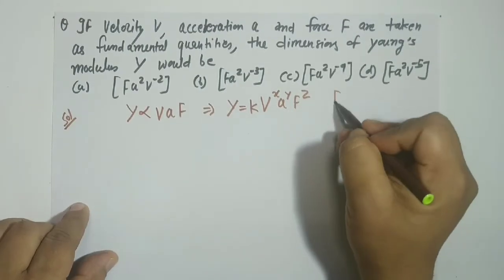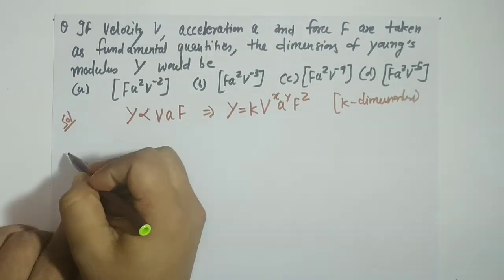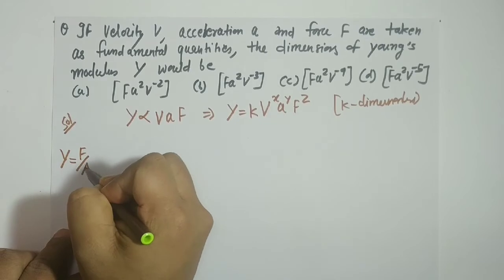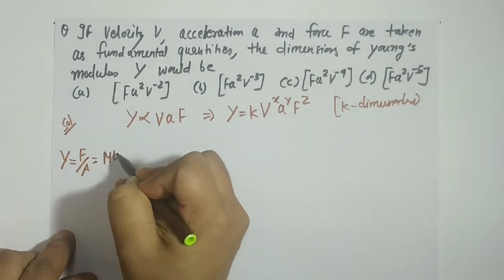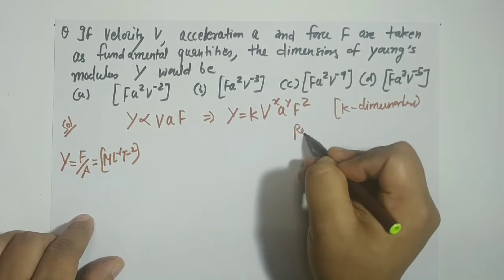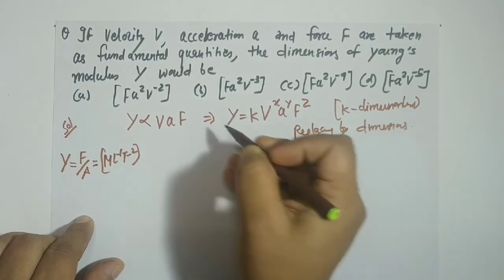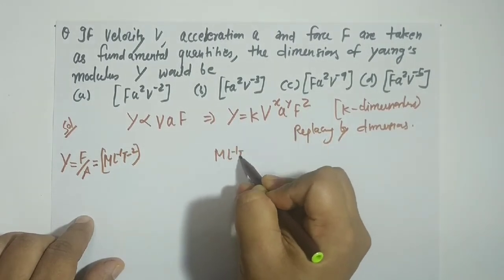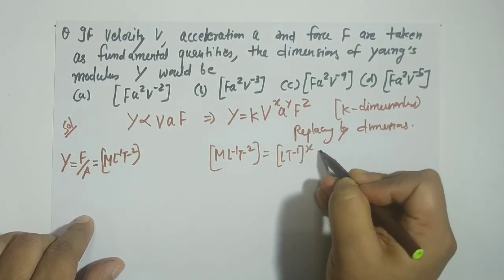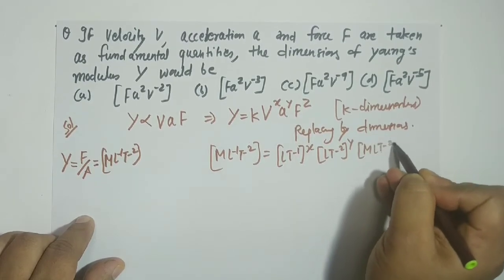K is dimensionless. We know that it is dimensionless. So Young's modulus is, again, like pressure. Young's modulus is force per unit area. So we know the dimension. It will be ML minus 1 T minus 2. So replacing by dimensions, again the same way we calculate it. Young's modulus will be ML minus 1 T minus 2. What is velocity here? LT minus 1 to the x. What is acceleration? LT minus 2 to the y. What is force? MLT minus 2 to the z.